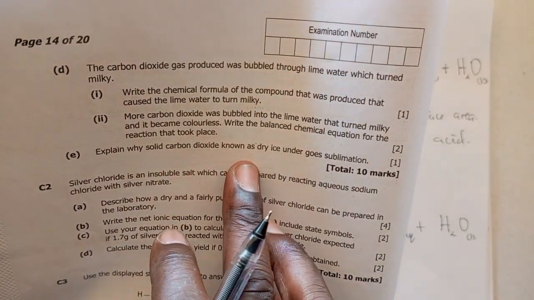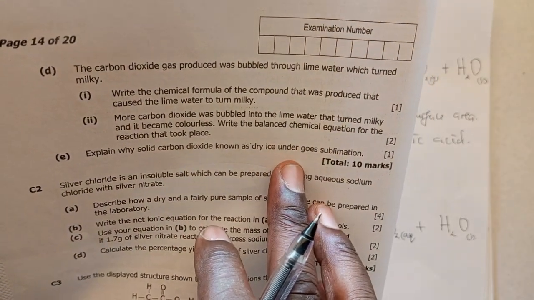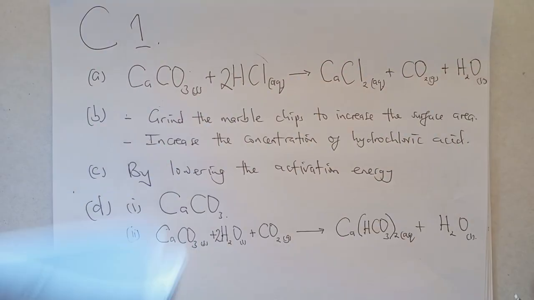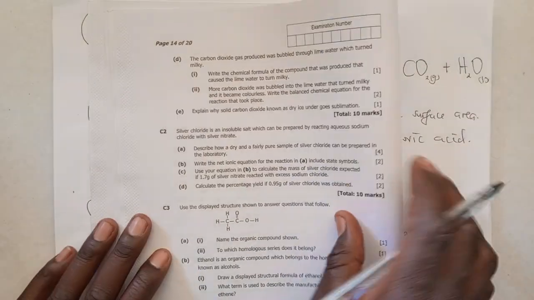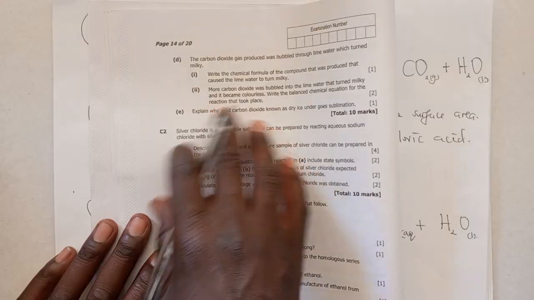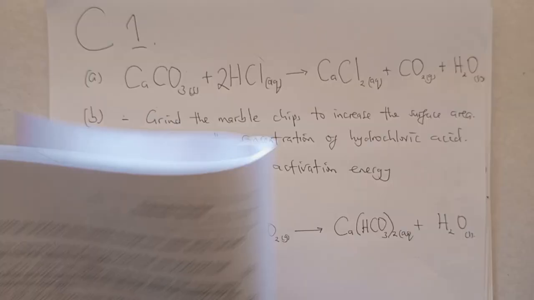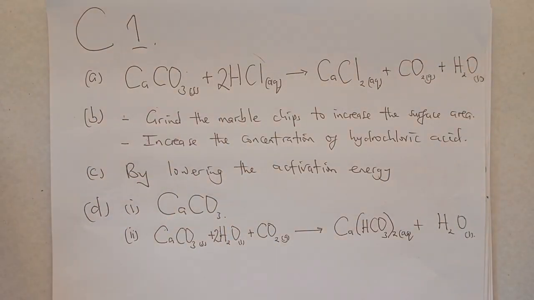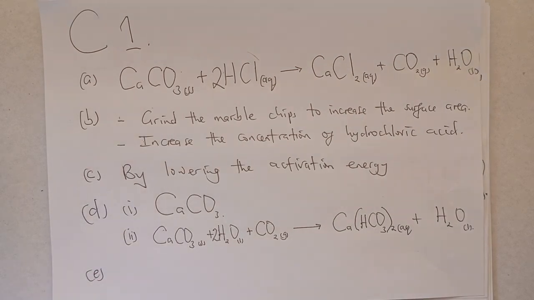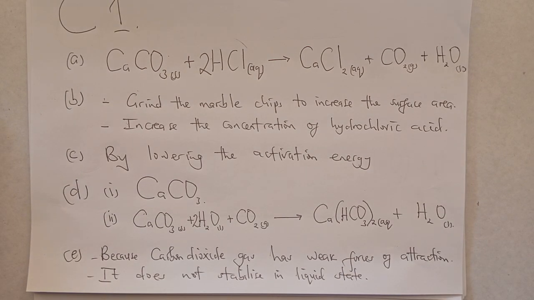Explain why solid carbon dioxide, known as dry ice, undergoes sublimation. Well, anything that undergoes sublimation has very weak forces of attraction, and that's the reason why. It is because of the weak forces of attraction. That is the answer. Okay. And so that is the answer.